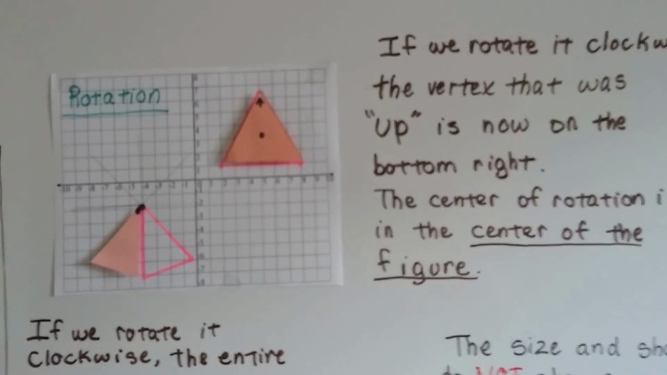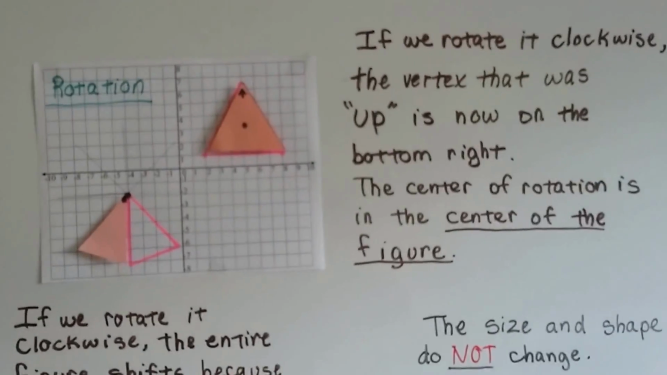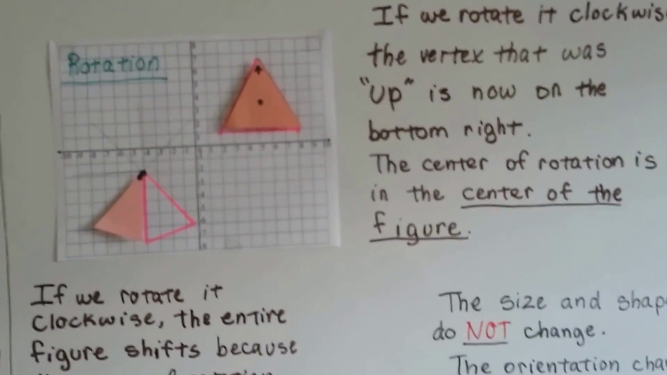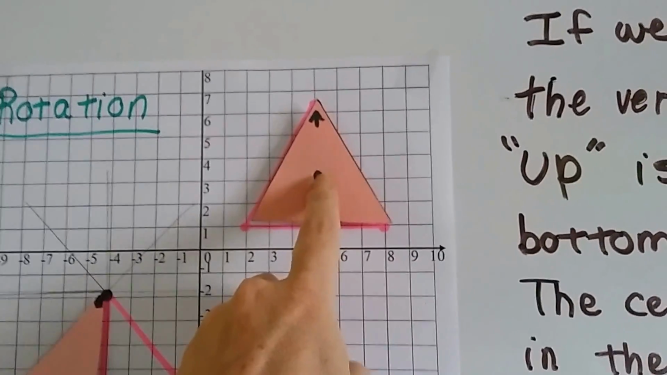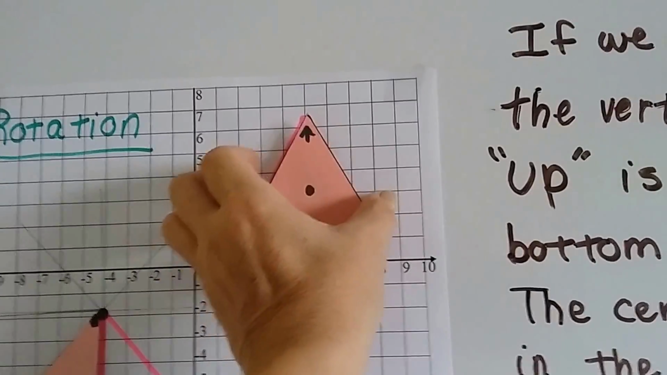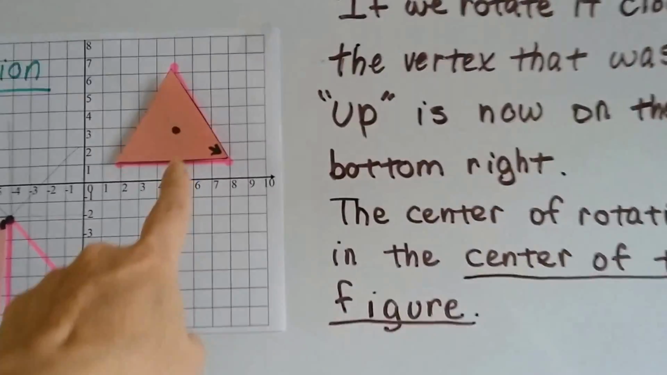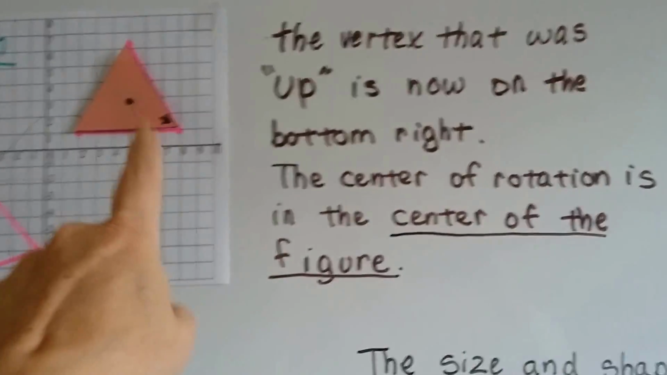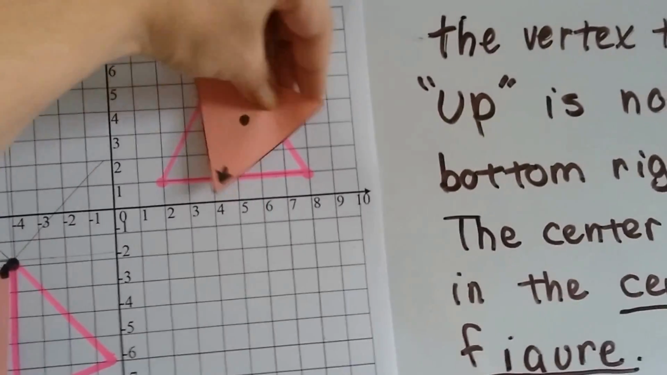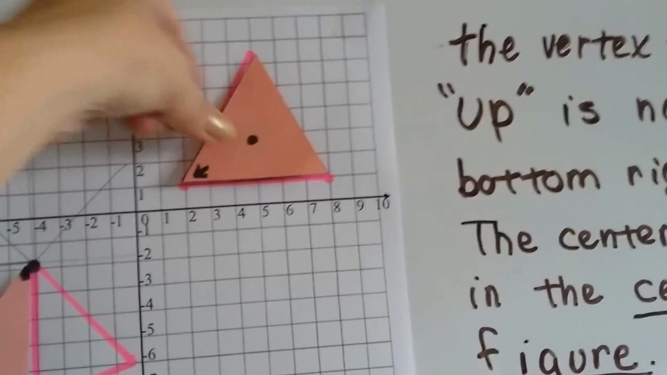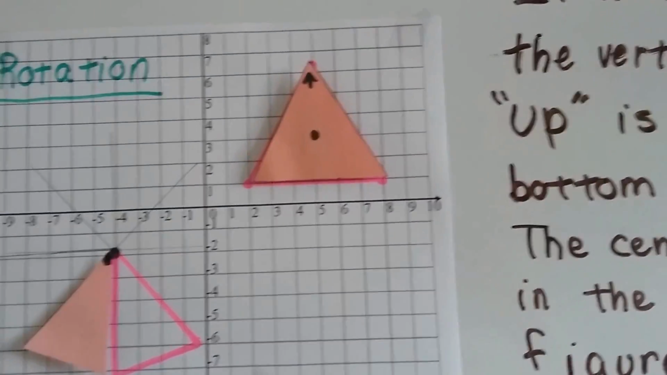If we rotate it clockwise, the vertex on the right-hand side at the top, and this black dot in the center is the center of rotation, if I rotate this, then our arrow is going to be down here in the bottom right, see? The center of rotation is in the center of the figure right there. If I rotate it again, now the arrow's in the bottom left corner. And if I rotate it a third time, it's right back to where it started from, see?